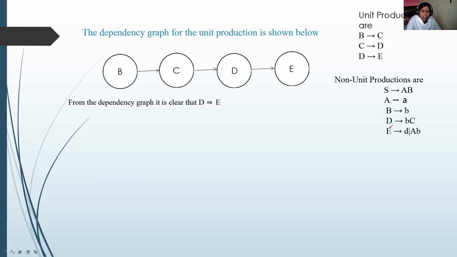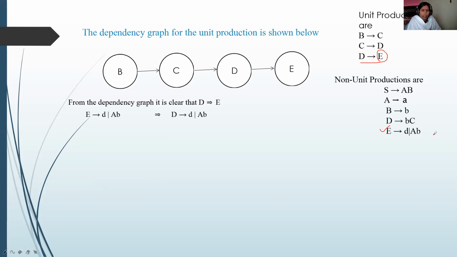So which all are the non-unit productions? See, check here. These are the non-unit productions of D, these are the unit productions, what we have seen in the previous step. Now D is producing E. There is a production of D producing A. What we'll do, we'll replace this unit E with the non-unit productions of E. Which all are the non-unit productions of E? D or A.